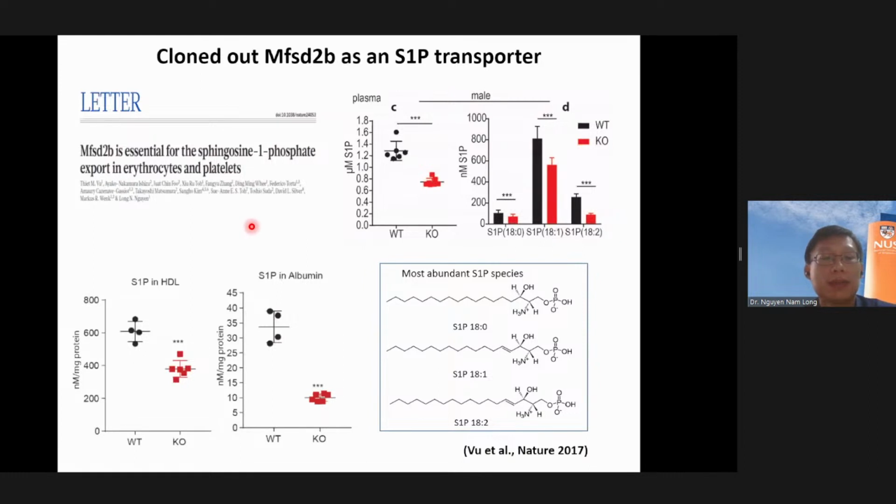For characterization of MFSD2B function, we generated the global knockout mice for this protein, and first we quantified plasma S1P levels. As you can see here, the wild type mice usually have about 1 micromolar S1P in the plasma, and when we knock out MFSD2B, the level of S1P is reduced by around half. Most of the S1P species that we can detect by mass spectrometry, shown here, are concurrently reduced in the MFSD2B knockout mice. In the extracellular milieu, S1P is bound to HDL, about 60%, and about 30% is present on albumin, and both fractions are reduced in the knockout mice.